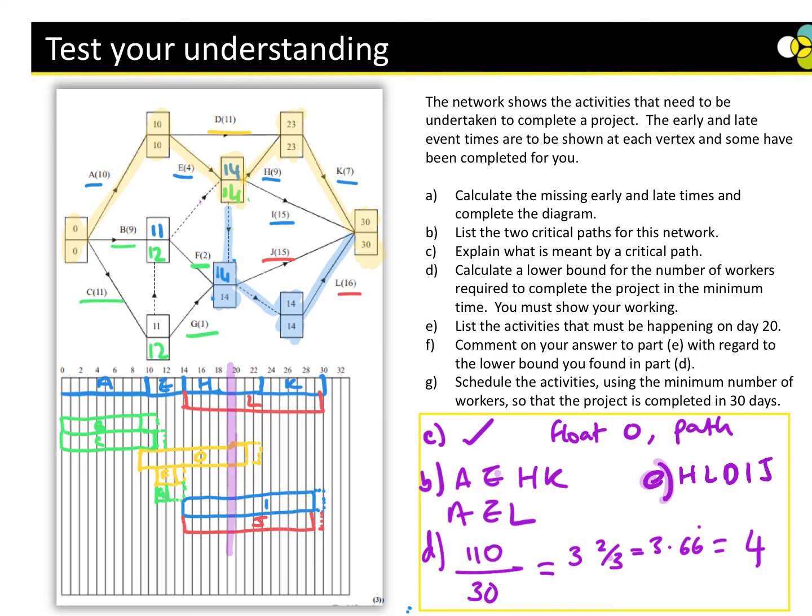Now to make it easy for the examiner, we're going to write this in alphabetical order. A, B, C, D, E, F, G, H, I, J, K, L, okay? Make it nice and easy for them. Yeah? Now, F, comment on your answer to part E with regards to the lower bound you found in part D. What does it tell me about the lower bound?